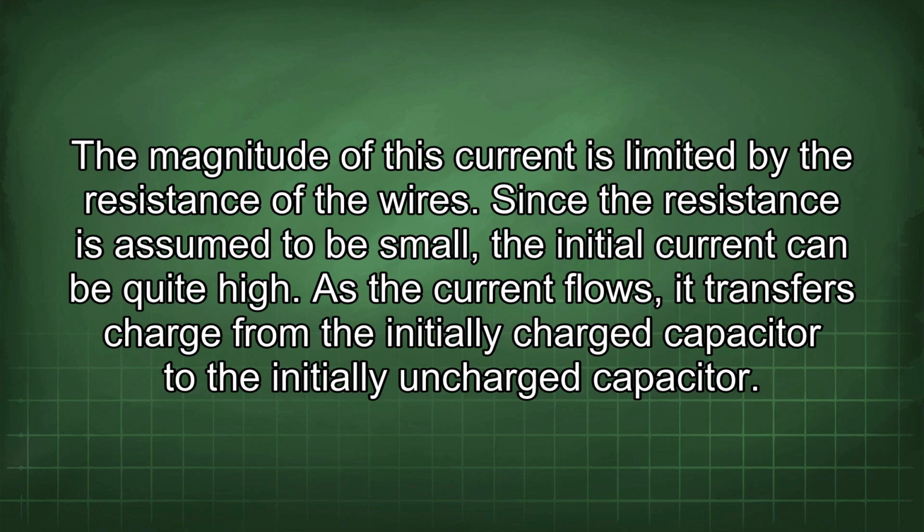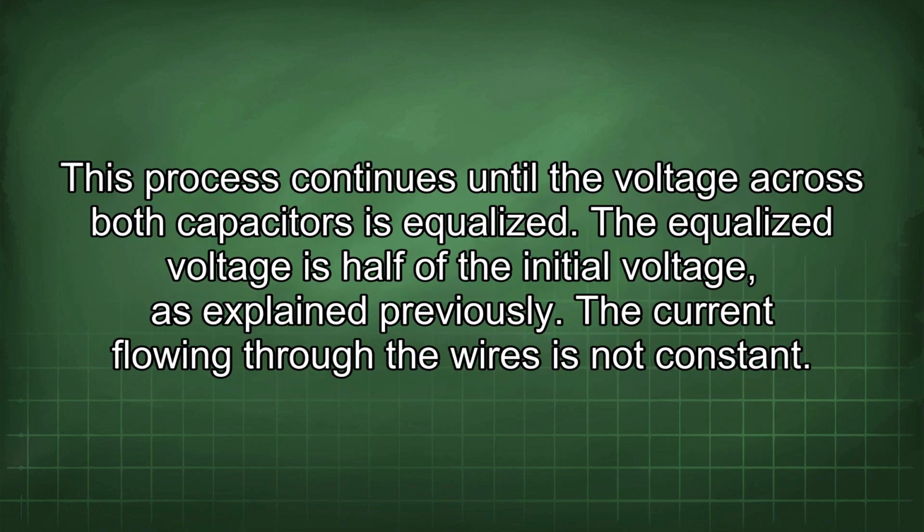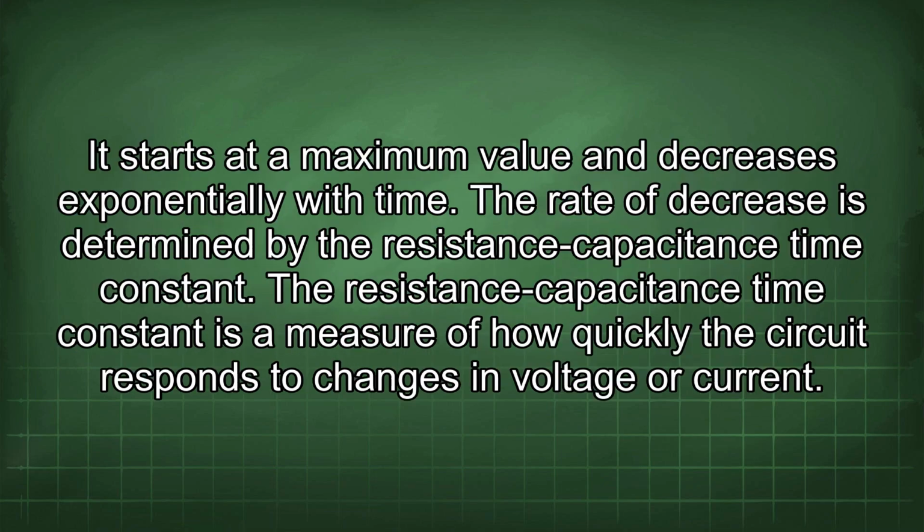As the current flows, it transfers charge from the initially charged capacitor to the initially uncharged capacitor. This process continues until the voltage across both capacitors is equalized. The equalized voltage is half of the initial voltage, as explained previously. The current flowing through the wires is not constant. It starts at a maximum value and decreases exponentially with time. The rate of decrease is determined by the resistance-capacitance time constant.